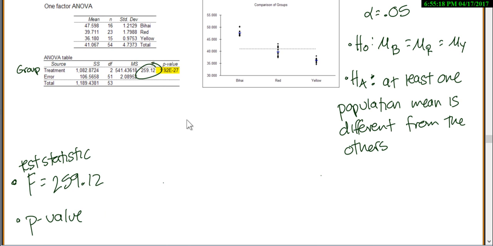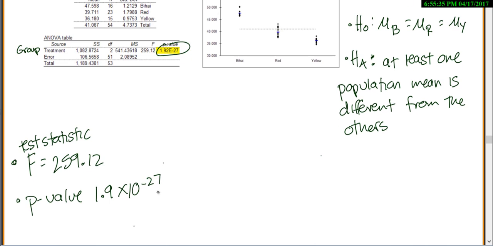And my p-value is 1.9 e to the negative 27. So this means 1.9 times 10 to the negative 27 is what that e means. That's a very, very small p-value, right? So this is a small p-value. We'll reject our null.